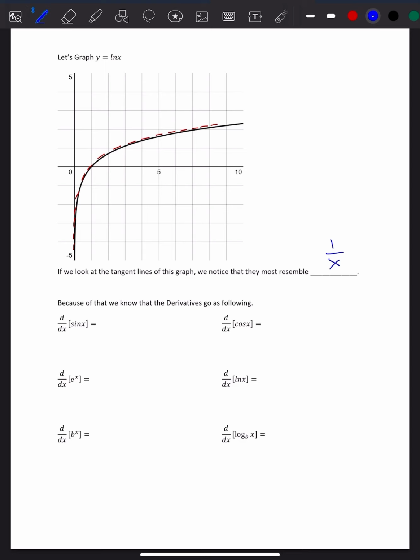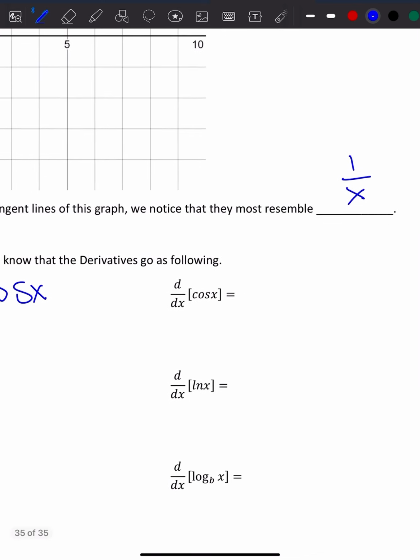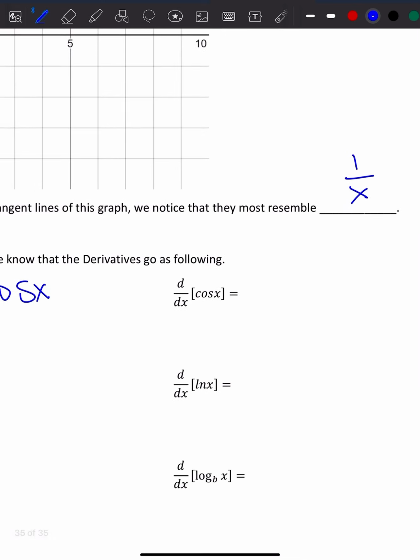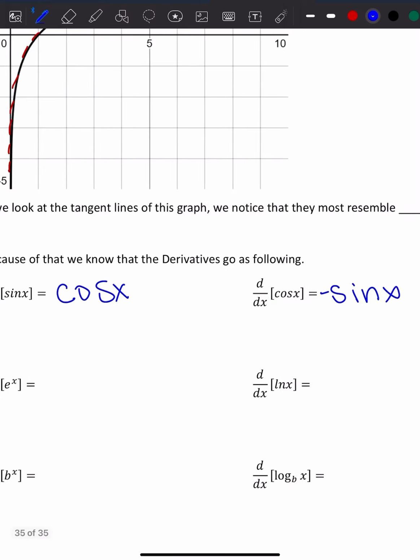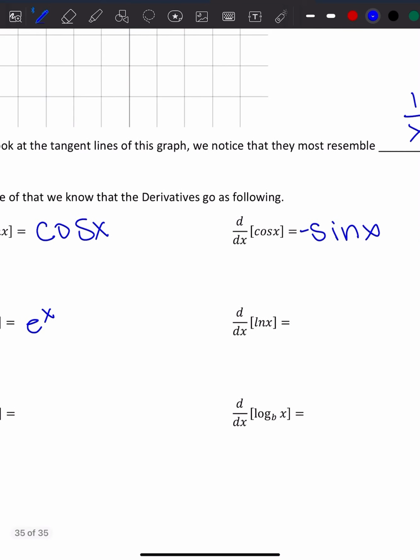So we have our basic derivative rules. The derivative of sine is cosine. The derivative of cosine is negative sine. And then we have e to the x. The derivative of e to the x is exactly what it is. And the derivative of our natural log is 1 over x.